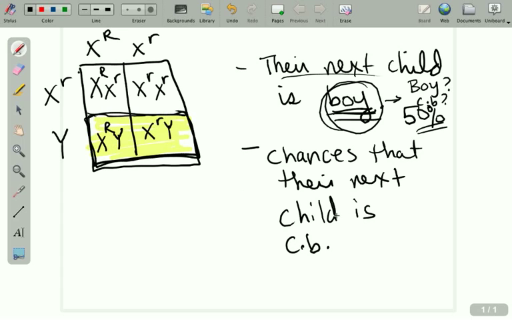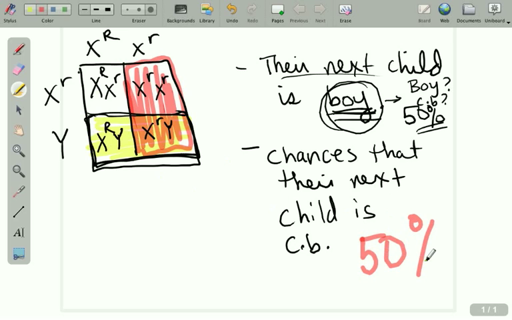If I said, what are the chances that their next child will be colorblind? Well, in this case, it turns out it's the same answer, but the reason is, let me highlight a different color, here. These two are colorblind. So the answer is 50%, but you're actually looking at all the boxes in that one. Both answers are the same, but we got them different ways, just so you know that.